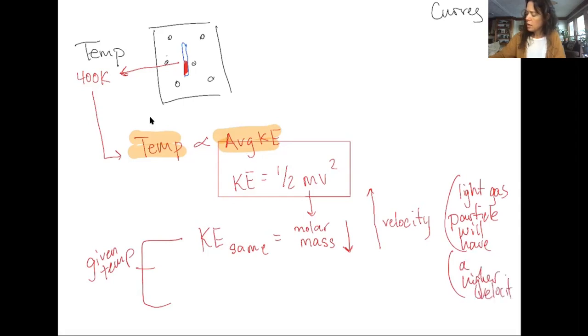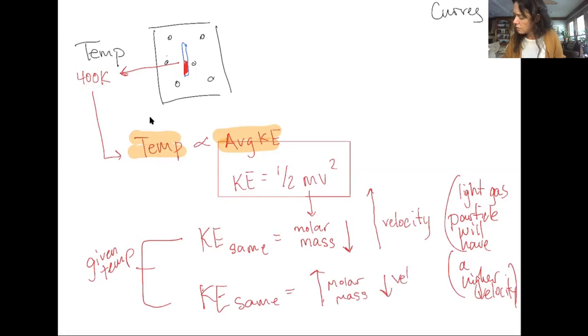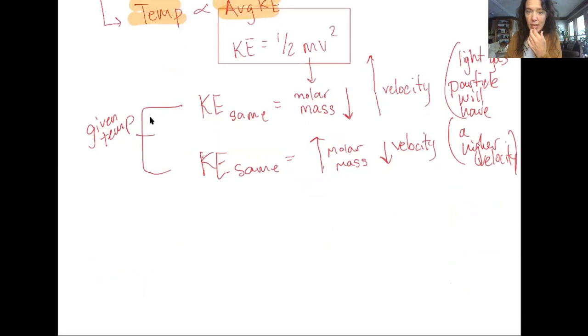Remember, velocity is a speed. If you didn't know that, velocity is just speed with a direction. They're essentially the same, just add a direction. And here the kinetic energy is the same because we're at a given temp. And we would have a higher molar mass. So if our molar mass was larger, we would have a smaller velocity, and that would allow the kinetic energy, once again, to remain the same.